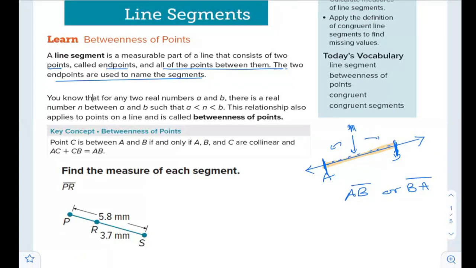And if you know that this point is called C, point C is between A and B, then AC plus CB is definitely equal to AB. This part plus this part equals the whole part. The sum of parts equals the whole.